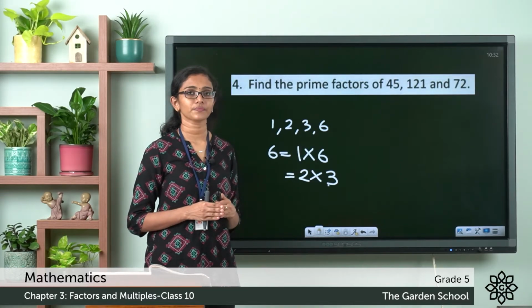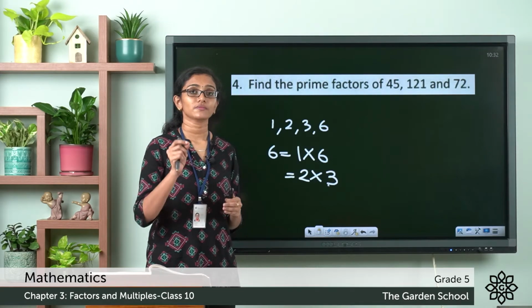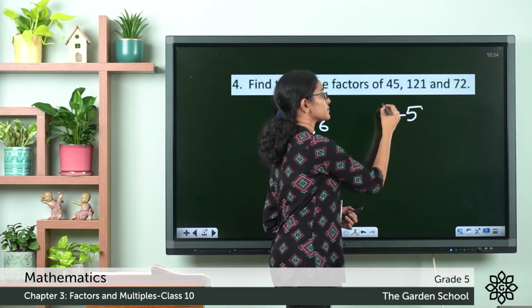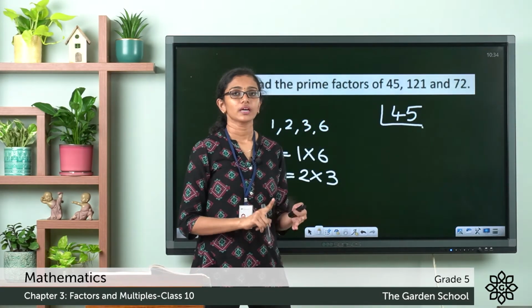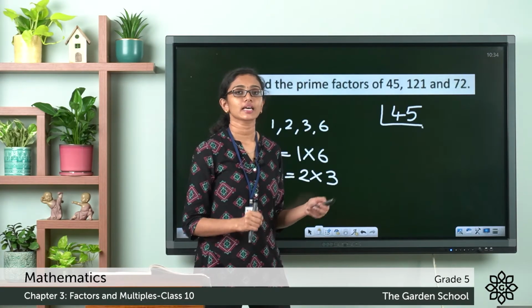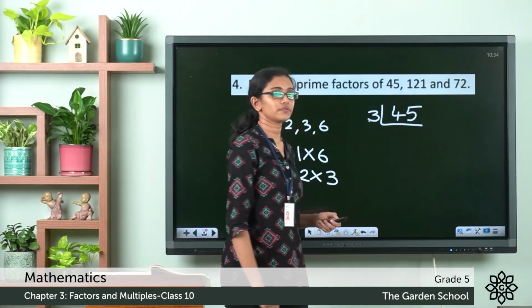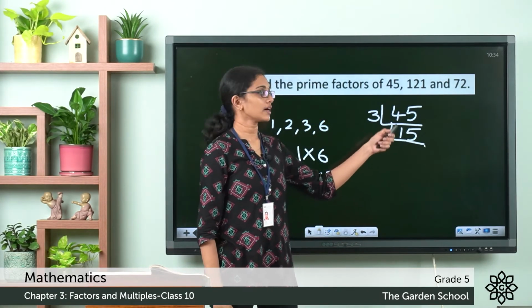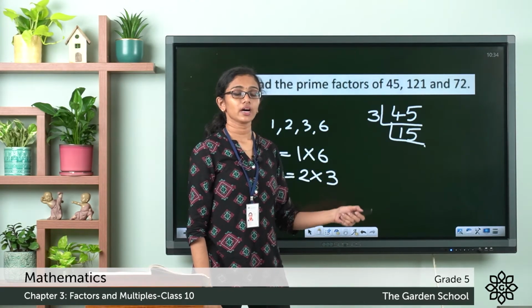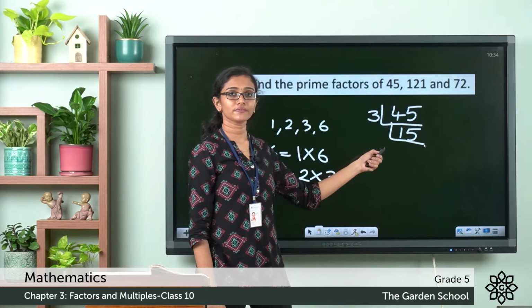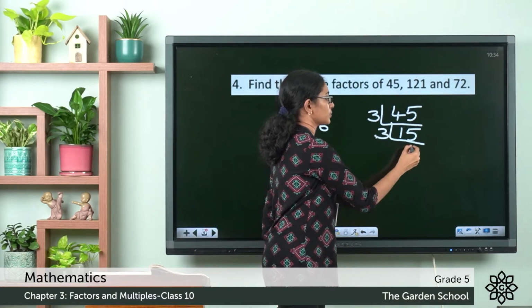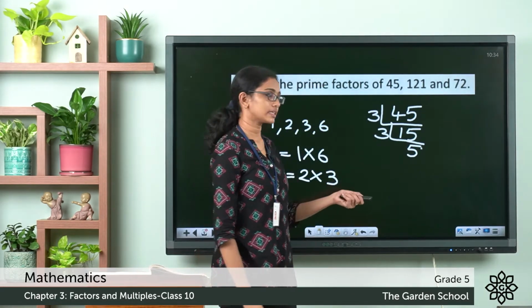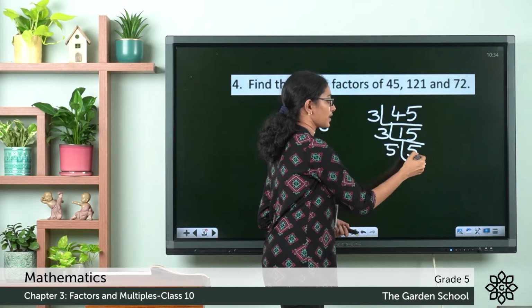So what you can do here is, you can make use of the short division method for each number. Let's take the first number 45. Which is the smallest prime number that can divide 45? Is it 2? No. Is it 3? Yes. 3 can be used to divide 45 and we get 15. So 3 is the smallest prime factor which can divide 45. Now we got 15 here. Now which prime number can be used as a factor to divide 15? Again 3. We get 5. Now which is the prime factor that can divide 5 completely? It is 5. So 5 divided by 5 gives you 1.